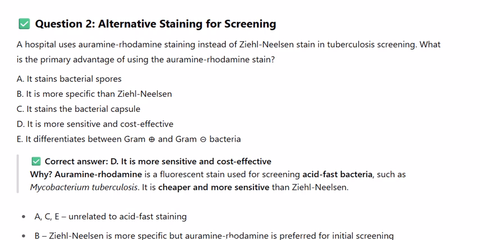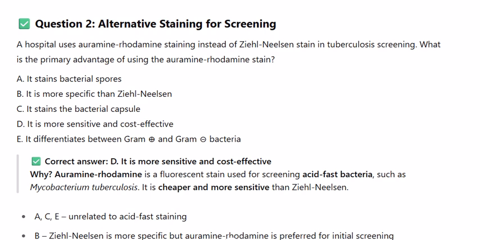A. It stains bacterial spores. B. It is more specific than Ziehl-Neelsen. C. It stains the bacterial capsule. D. It is more sensitive and cost-effective. E. It differentiates between gram-positive and gram-negative bacteria. Correct answer: D. It is more sensitive and cost-effective.